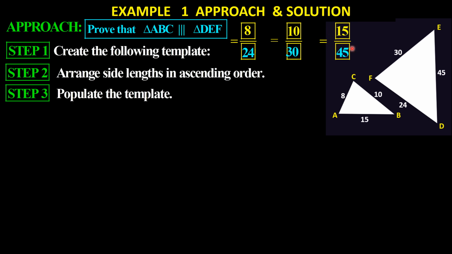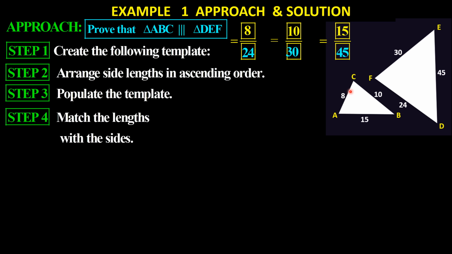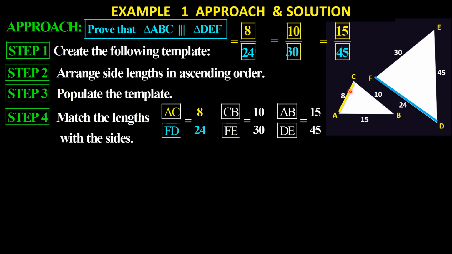Now we need to label those lengths there. 8 is the AC, right? So 8 will be with the AC, and the 24 goes with the FD. So we take each of those fractions and we just label them. AC goes with 8, FD is the 24. The 10 is the CB and the 30 is the FE. The 15 is the AB and the 45 is the DE.